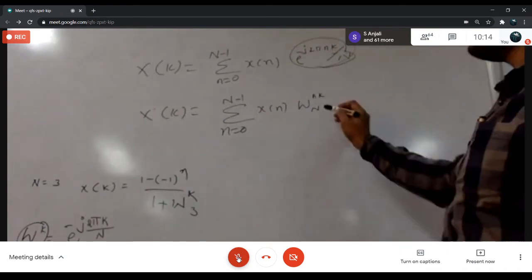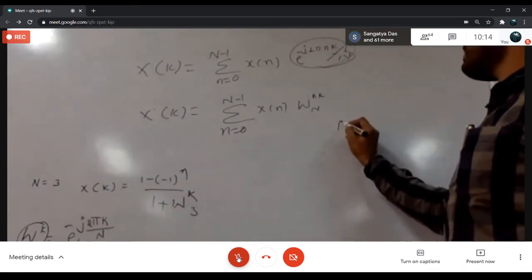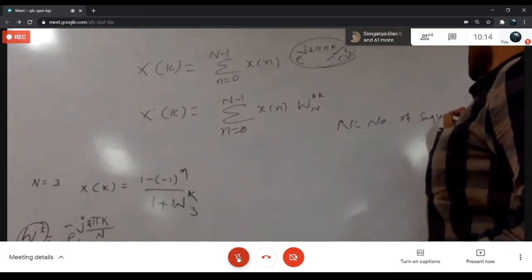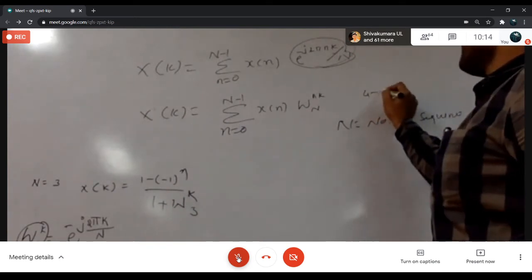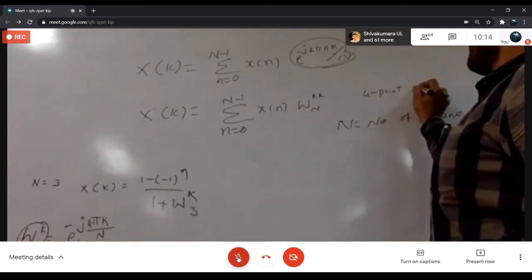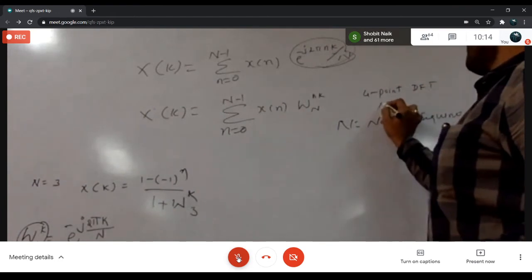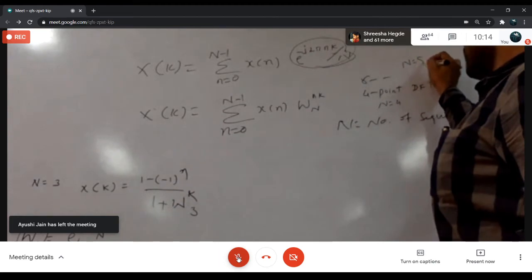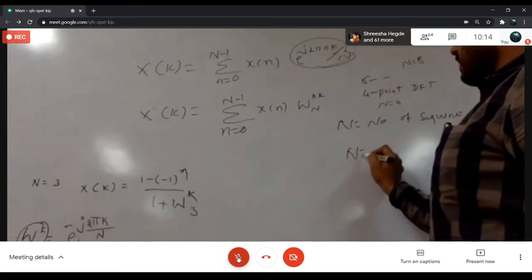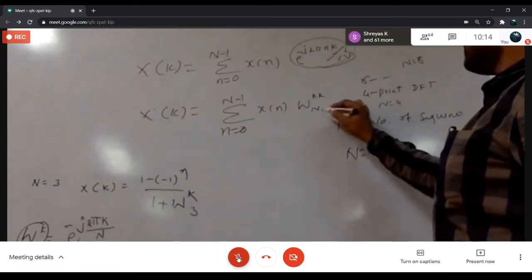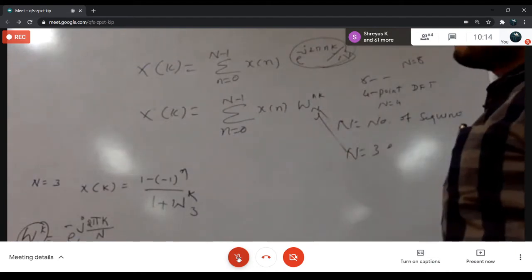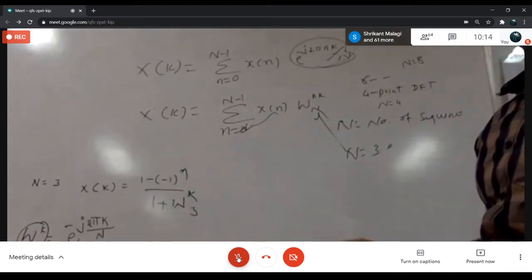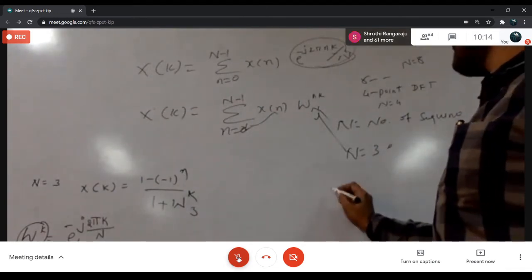W is, this is big N. Big N means number of sequences. It means 4-point DFT. We can calculate the 4-point DFT means n is equal to 4. For example, 8-point DFT means n is equal to 8. Or you clearly mentioned n is equal to 3. So these values are 3. So these values vary from 0 to n minus 1, right? And then we calculate x of k.